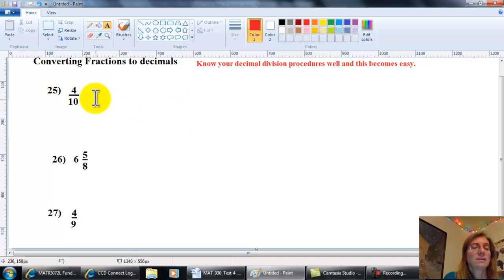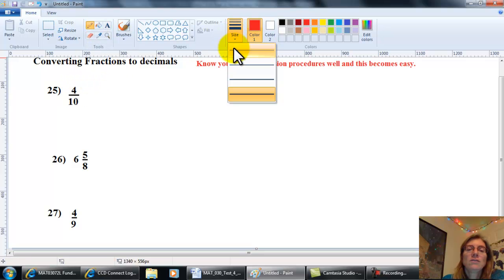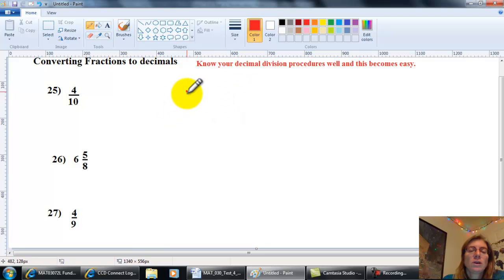Alright, so 4/10. So basically, knowing how to divide, because fractions are division, and knowing your decimal division procedures, this will be an easy process. So when you change a fraction to a decimal, what you're doing is dividing. And you're dividing just like you would a fraction. So 10, and remember that 10 is the divisor, and the number on top, the numerator, becomes the dividend. The dividend is what goes underneath the division sign.